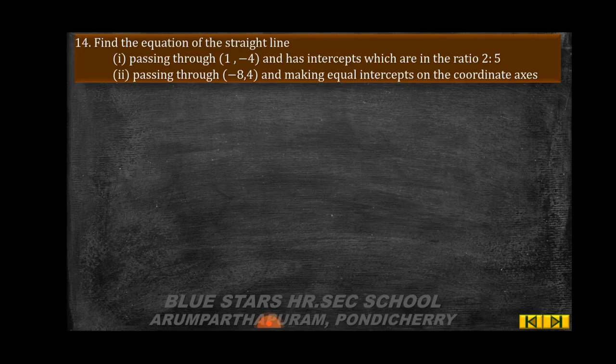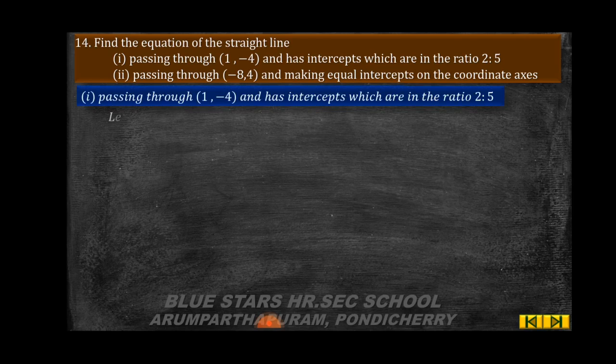Problem number 14. Find the equation of the straight line. First subdivision: passing through 1, minus 4 and has intercepts which are in the ratio 2:5. Second subdivision: passing through minus 8, 4 and making equal intercepts on the coordinate axes. So first subdivision, you just write the question.